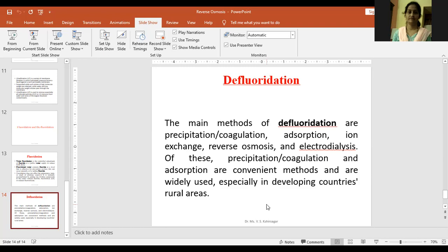Then adsorption: we use activated charcoal, or the technology we saw that day, the zeolite method. In that way, the fluoride is adsorbed on the surface of the activated charcoal, and we can reduce the quantity of fluoride in the water. That is nothing but defluoridation, because an excess amount of fluoride is going to cause bone deformation or dental fluorosis. To avoid that ill effect, we need to reduce the fluoride content of the water.